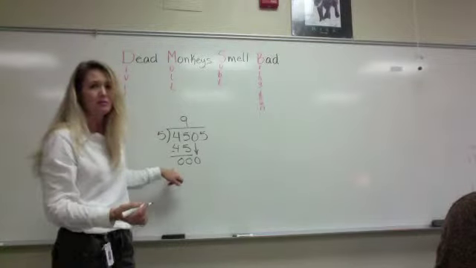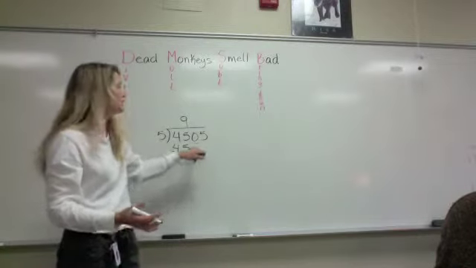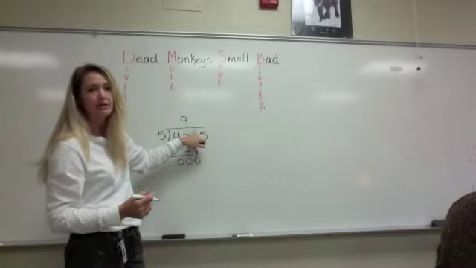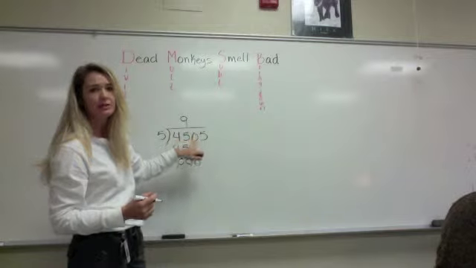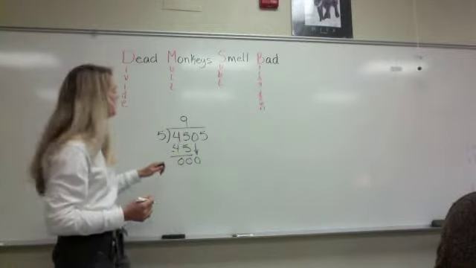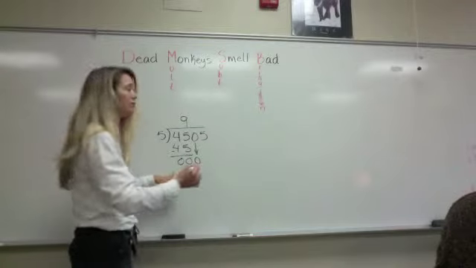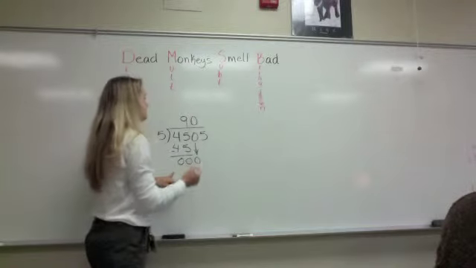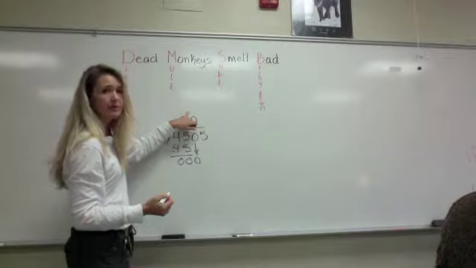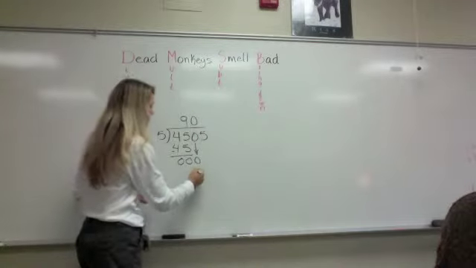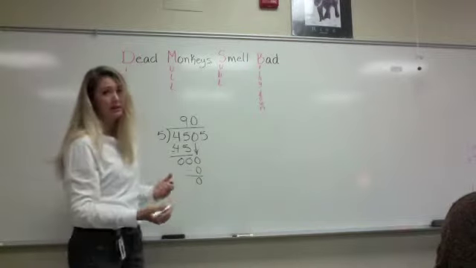But it's 0. Am I done? No, I still have numbers over here. And I have to write something over this 0 right here. I can't just leave that blank. So how many times does 5 go into 0? Right, 0. Now I have to multiply down. 0 times 5 is 0. And I subtract and get 0.